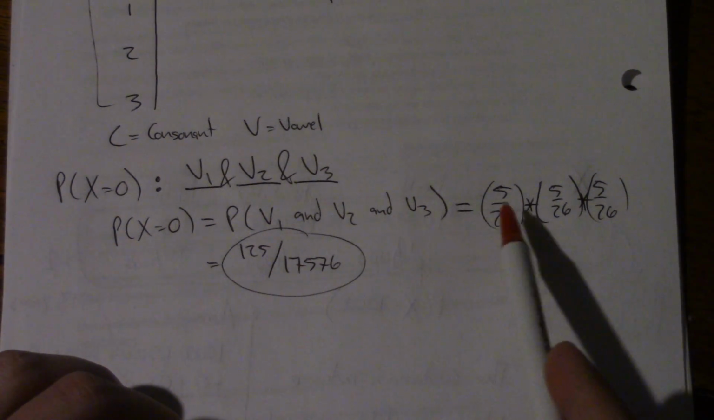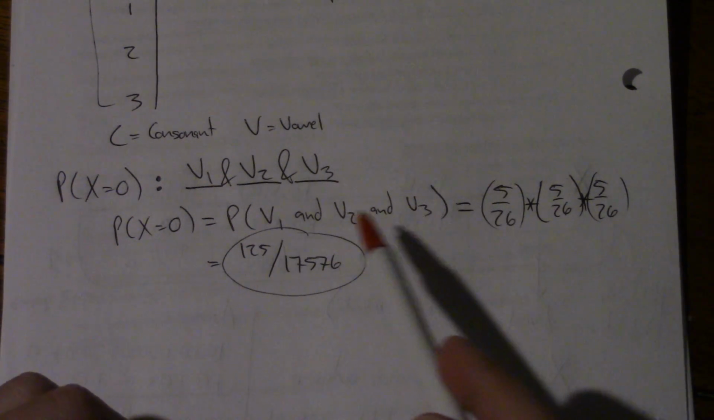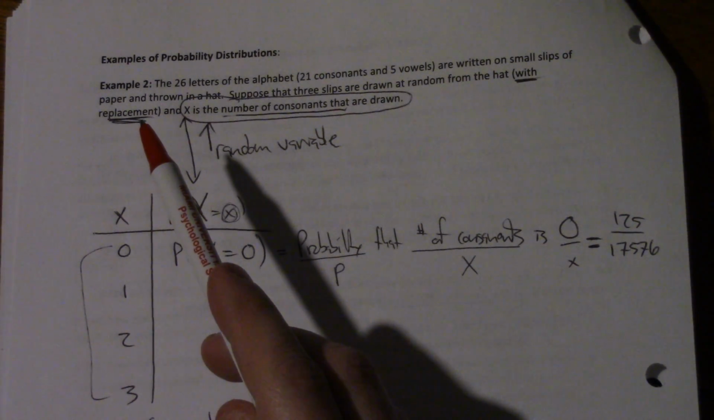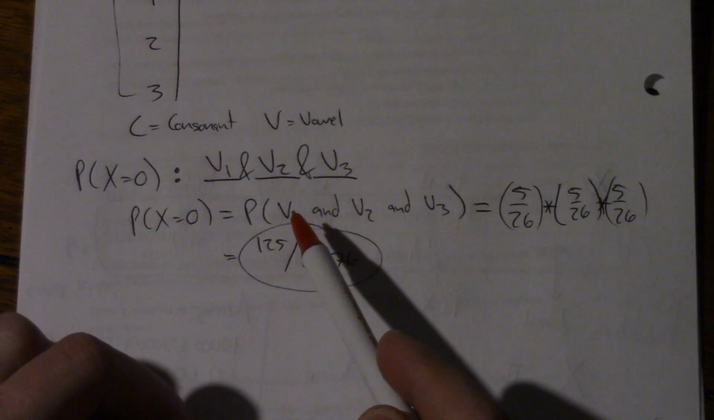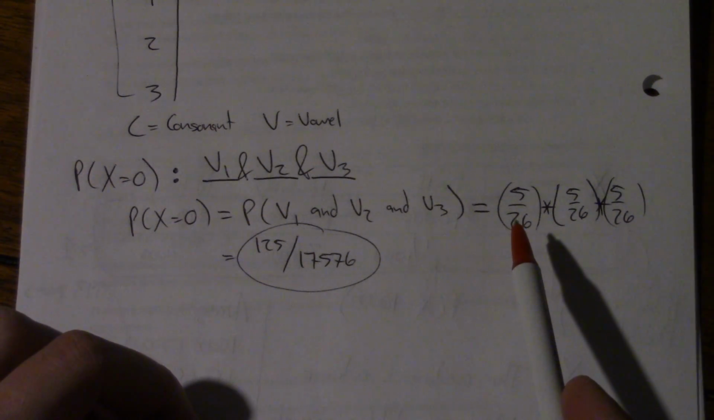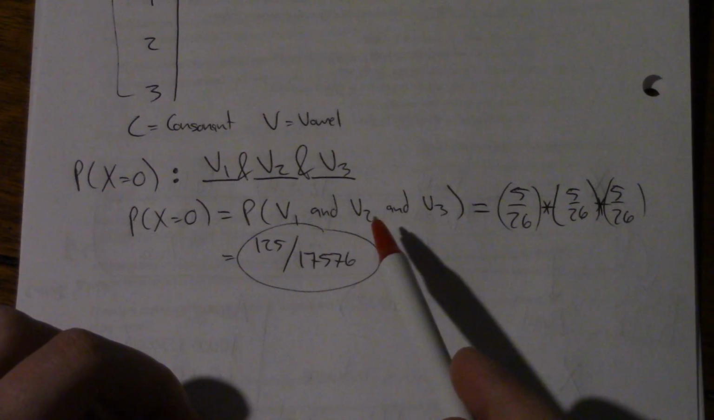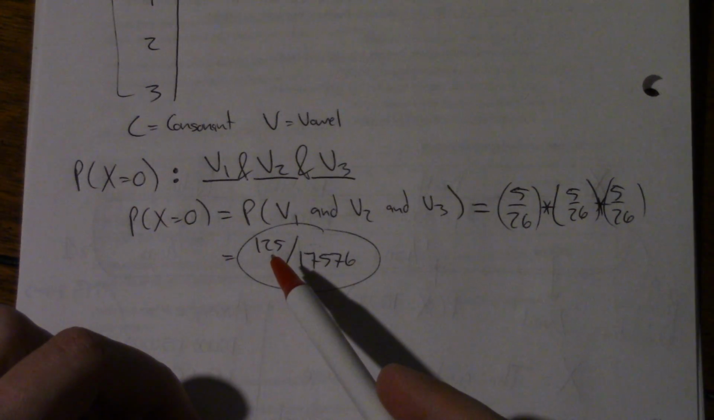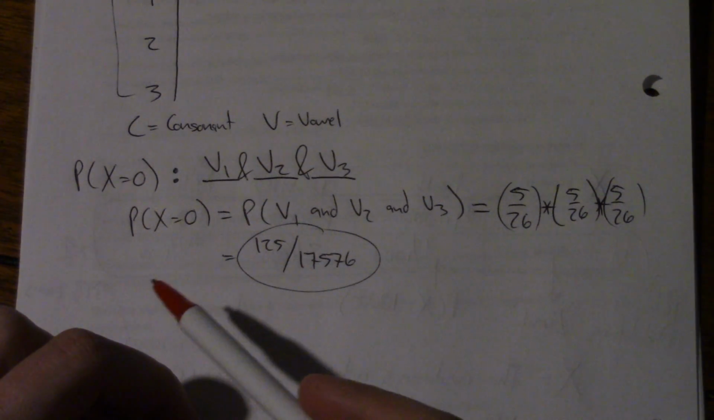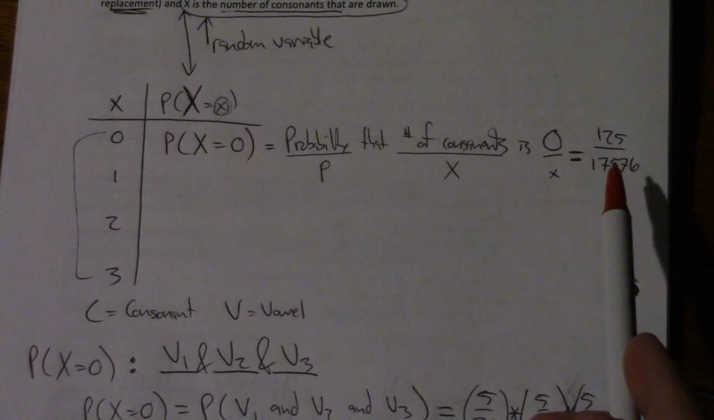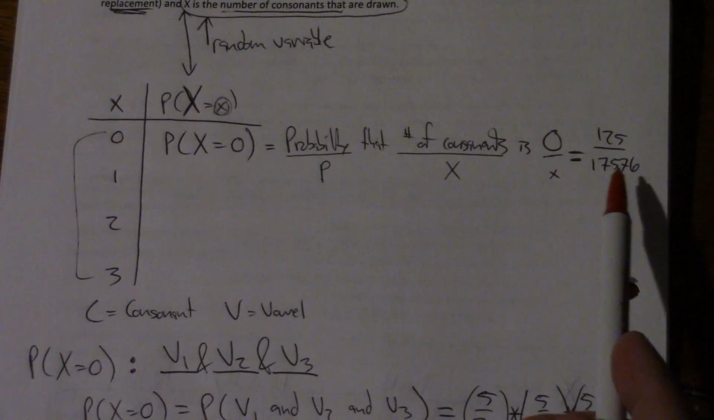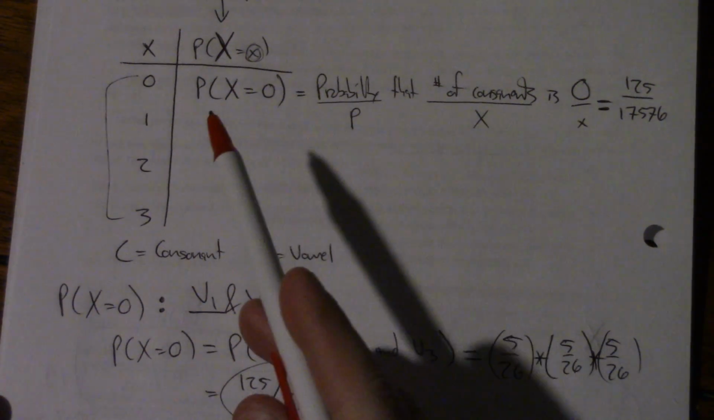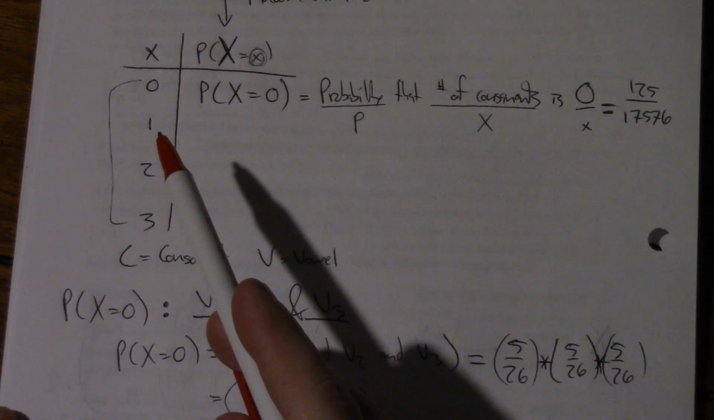We know that we can just multiply all of these probabilities together because they're independent events. Nothing is changing because we're doing selection with replacement. The chance that you get a vowel is 5 out of the 26 letters. So the first vowel, the second vowel, the third vowel all have the same probability. You multiply those together and we got 125 over 17,576. So that's what the probability of X equals 0 is. We'll keep it like that. We won't simplify.